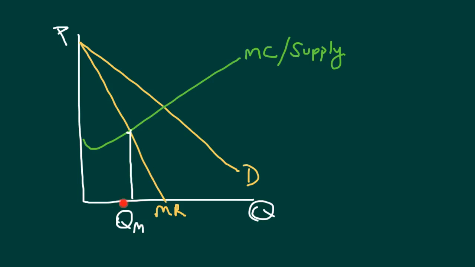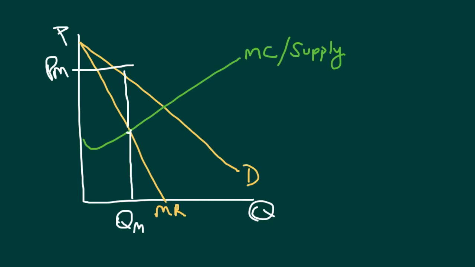You say, hey, I'm going to do this quantity. What price can I charge? If only there was a curve that just happened to tell me what price is associated with different quantities. Oh, there is. So I take my quantity QM that the monopolist is going to do, and I come up to the demand curve and find that that's the price I'm going to charge. Okay, so there's your PM, QM.